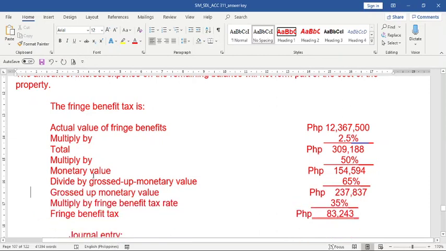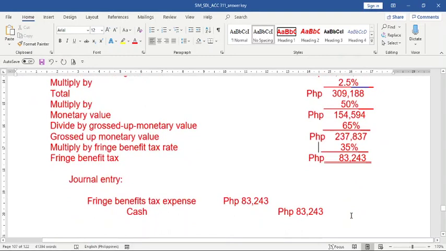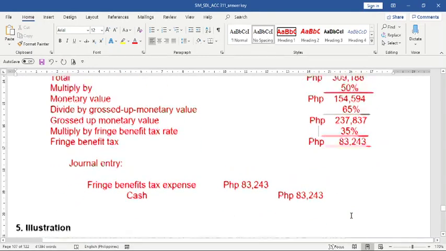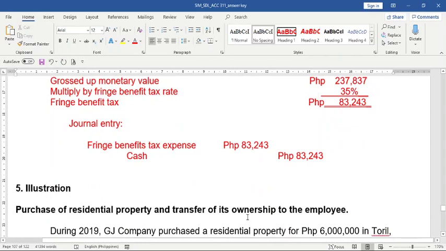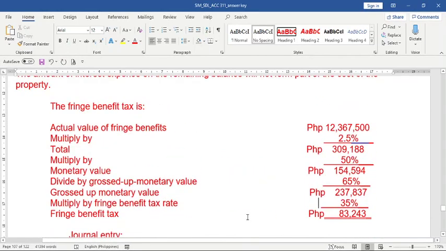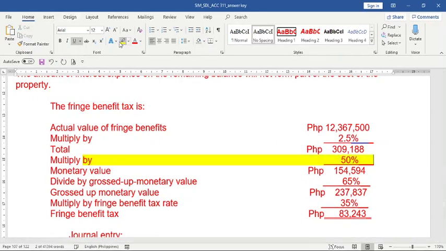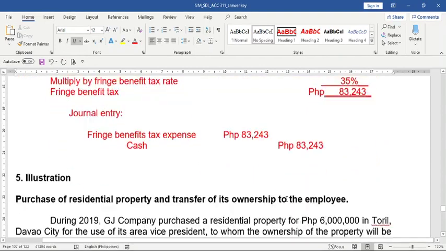It's confusing, so you need to familiarize yourself. Your gross-up monetary value is 237,837. Then multiply by the fringe benefit tax rate of 35%. So your fringe benefit tax is 83,243. This is your fringe benefit tax expense, 83,243, and you have a cash outflow of 83,243. Take note, there is no transfer of ownership. It's an installment, there is no transfer of ownership, which is why we multiplied by 50%.